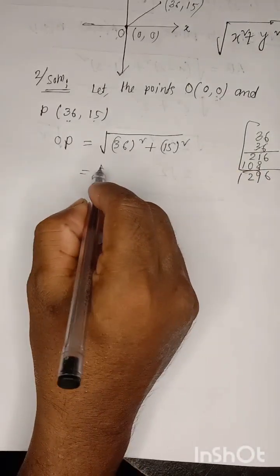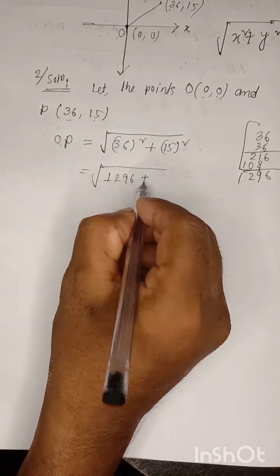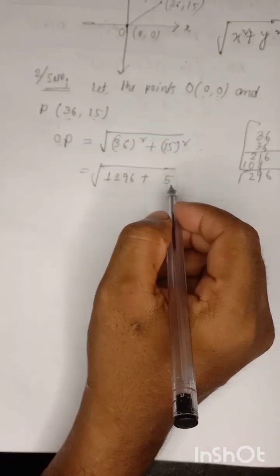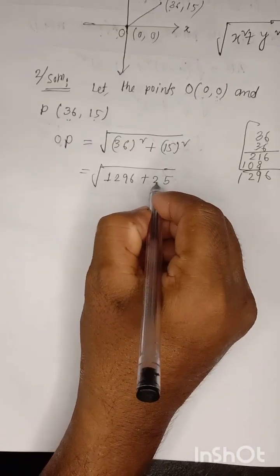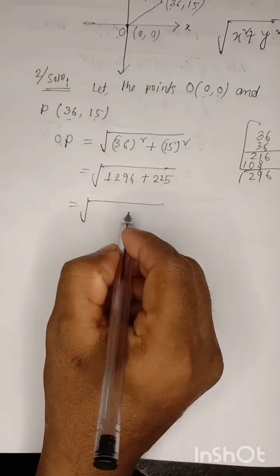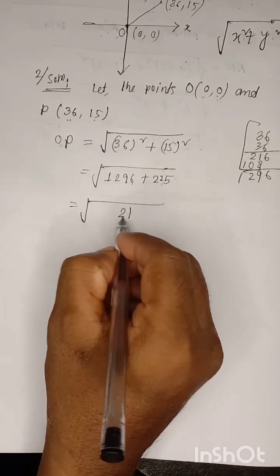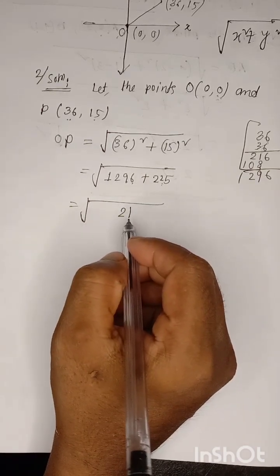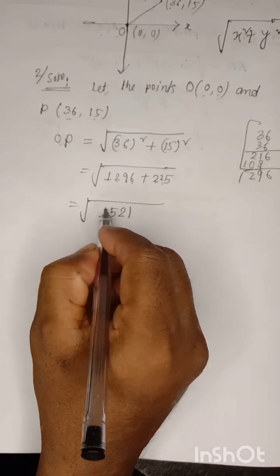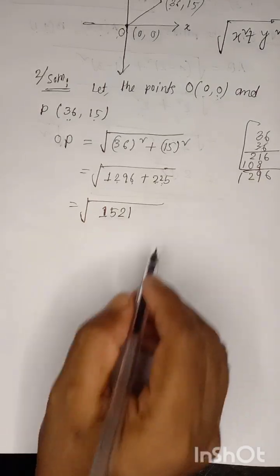Now 15 times 15: 5 fives are 25, 5 remainder 2; 1 fifteen is 15 and 2 is 17, so we get 225. On adding, 6 and 5 is 11, 1 remainder 1; and 2 and 3 is 5, plus 1 is 6; then 9 and 2 is 11, 1 remainder 1; 1 and 1 is 2. So we get 1521. Now we have to find the square root of 1521.